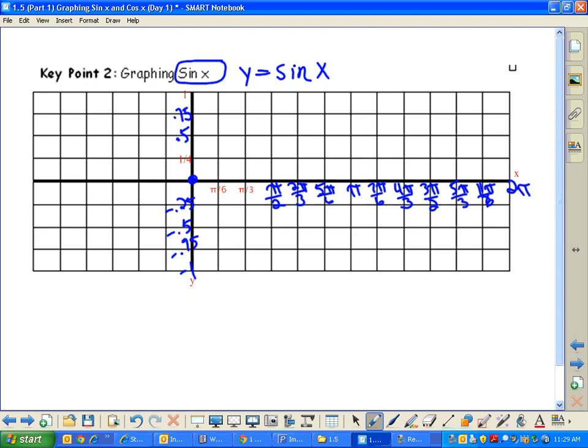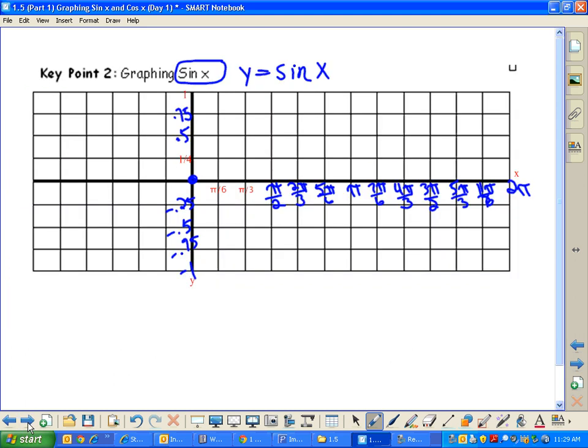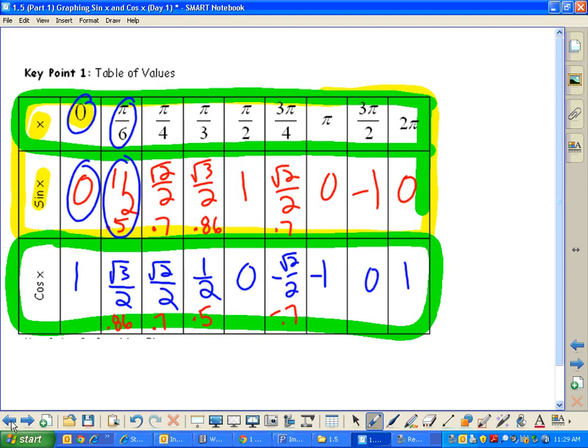The next point that I'm going to go ahead and plot is the point pi over 6, comma a half, or pi over 6, comma 0.5. And then going back to my t-chart, the third point I have to plot is pi over 4, comma 0.7.